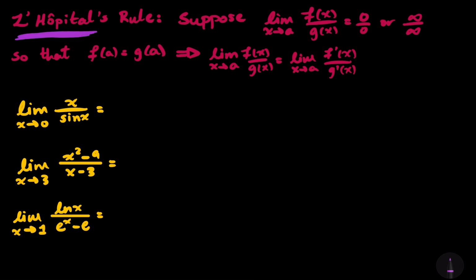L'Hopital's rule essentially tells us that if we have the limit of some rational function, so the limit as x approaches a of some rational function f of x over g of x, where f of a equals g of a, right? And that limit, this limit right over here, yields what we call an indeterminate form, which is either 0 over 0 or infinity over infinity. So these two are both referred to as indeterminate forms.